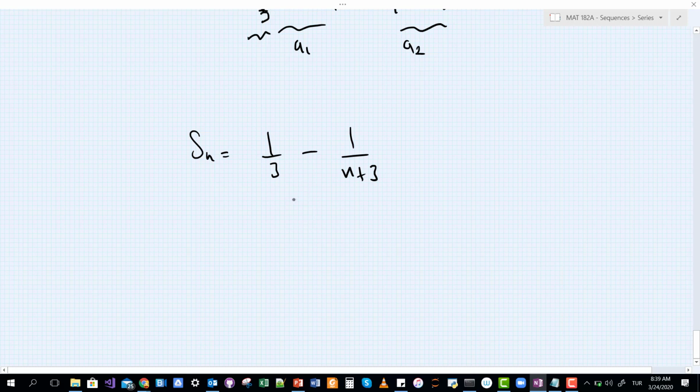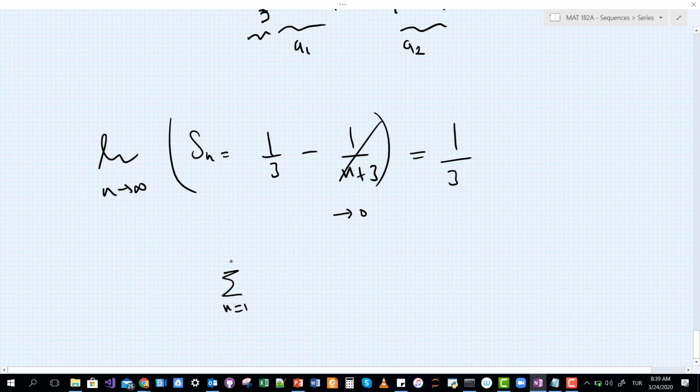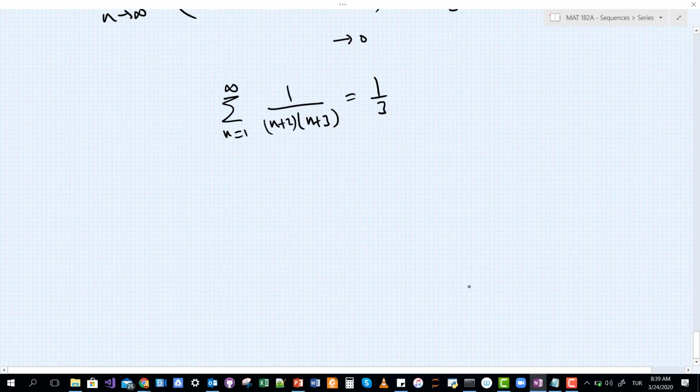Did you see? Now I can take the limit of this sequence of partial sums. As you know, this limit will go to 0. The result is going to be equal to 1 over 3. So I can say that my series is convergent, and its sum is equal to what? 1 over 3. You see the power of math, right? We just calculated the sum of infinitely many numbers.